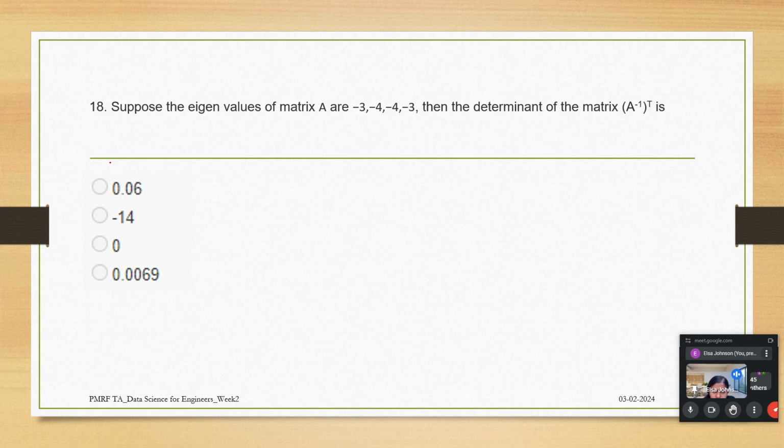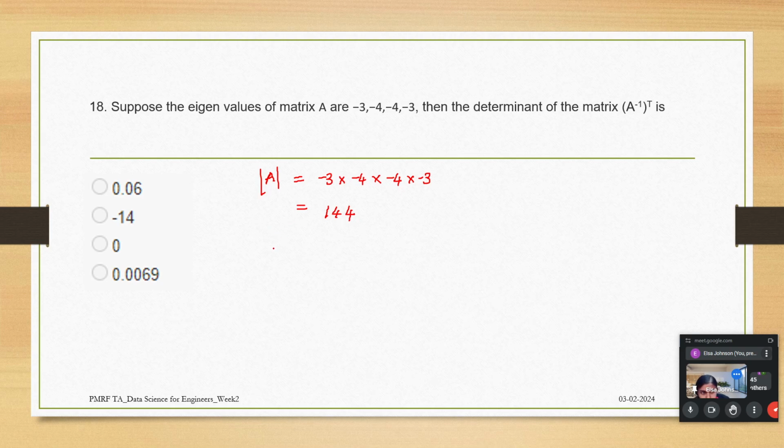Suppose the eigenvalues are given, then we have to find the determinant of the matrix A inverse transpose. If the eigenvalues are given, the determinant of A is the product of the eigenvalues: 3 into minus 3 into minus 4 into minus 4 into minus 3. This comes to 12 into 12, so 144 will be the determinant of A.